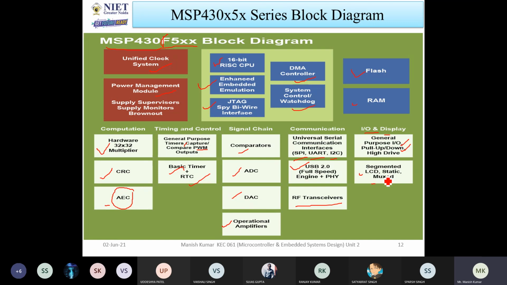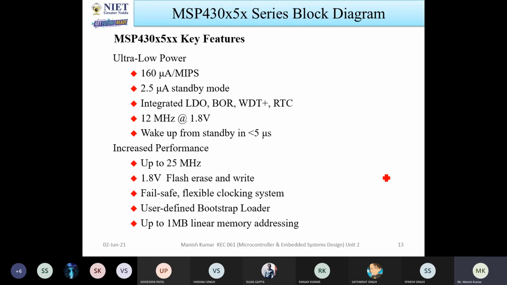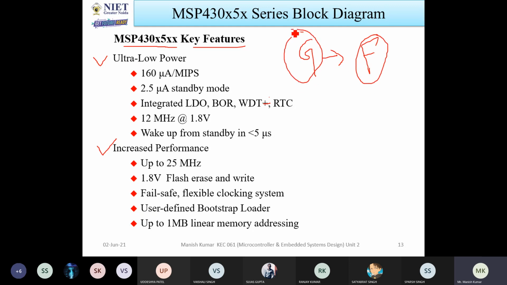So this is the general overview. Now I will discuss each block one by one so that you can get it clearly and you don't have any doubt in each block. First I will be talking about the MSP 430X5X key features. What types of features are there? The first feature is ultra low power and also increased performance. Increased performance means compared to the previous series. For example, if we consider the G series, then comes the F series. The F series has increased performance rather than the G series.